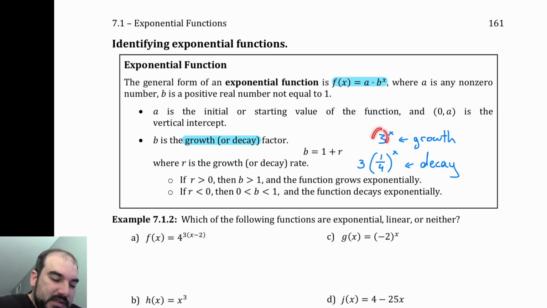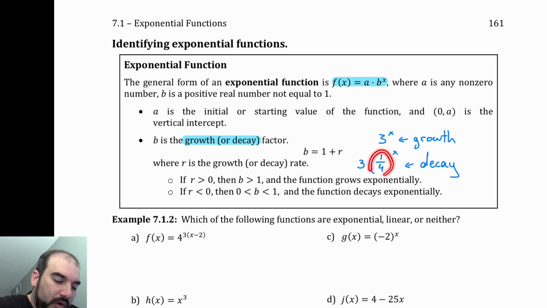You can think of this b value as the growth factor. That's what it says right here. So if it's bigger than 1, then you're essentially multiplying values by 3 every time. So 3 to the x, if you think about putting a number here, like 7, 3 to the 7, we know what that is. That's 3 times 3 times 3 times 3, or seven of them lined up and multiplied together. So if you multiply things by 3 over and over again, that's going to grow, right?